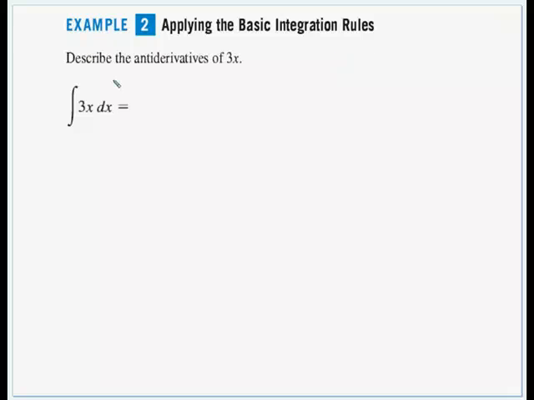Okay, example 2, we're just going to apply these basic integration rules. Describe the antiderivatives of 3x. So what is the antiderivative of 3x? You know, we have our constant multiple rule. We can pull that 3 out front. And we're going to have x, and I'll put to the first power. It's not going to hurt anything, dx.